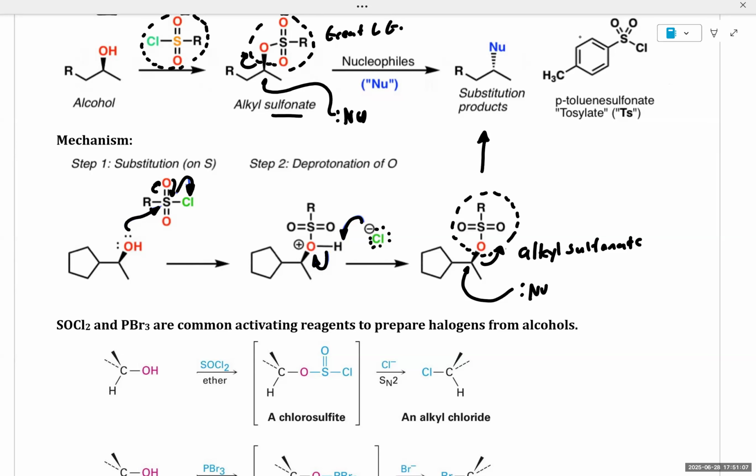So you can activate alcohols as leaving groups via protonation or via making the sulfonate using reagents such as toluene sulfonyl chloride and other sulfonyl chloride reagents. This group, if it's derived from p-toluene sulfonyl chloride, is called a tosylate group. So you can commonly see this entire group abbreviated as OTs, where Ts stands for the tosylate.